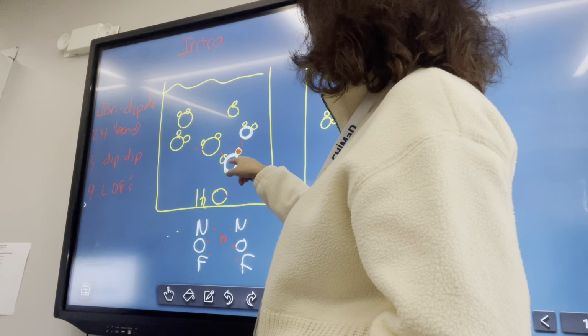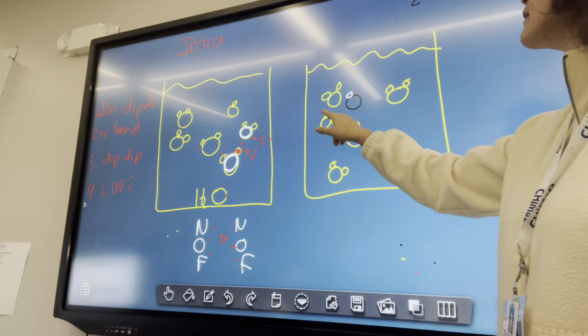Any combination of NOF. Because this one is very electronegative, it's going to pull the electrons, making this very positive. And this one is very electronegative, making this fairly negative. And that is going to be fairly strong. Being electronegative, the oxygen will pull the electrons. So that's very negative, that's very positive. That is a hydrogen bond, and it's very significant.